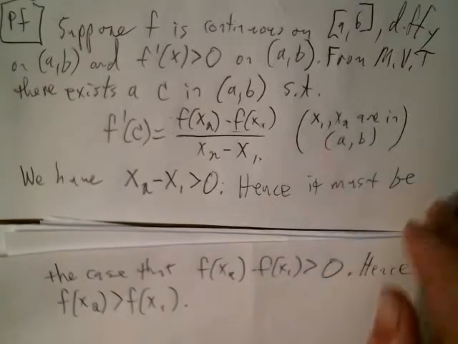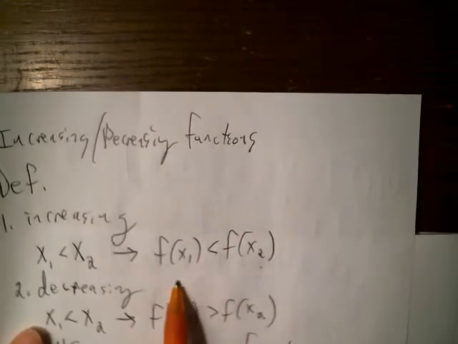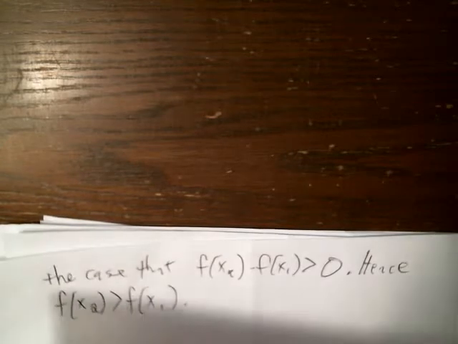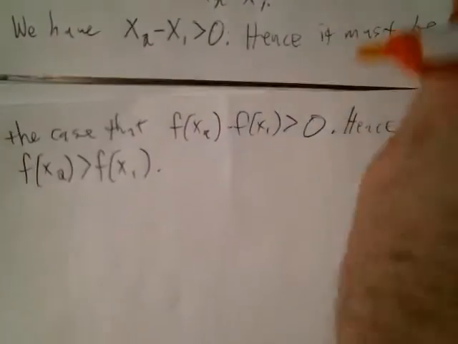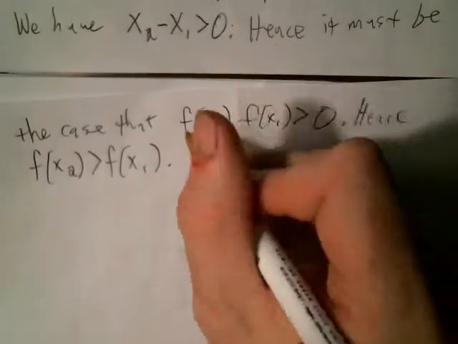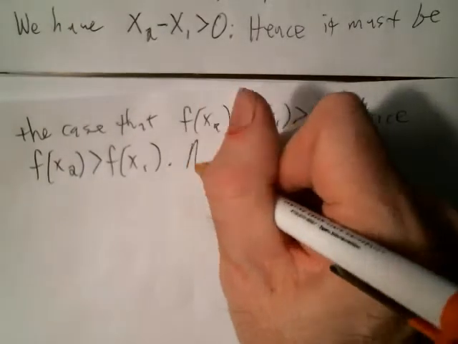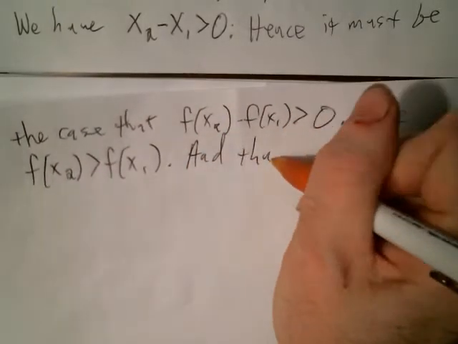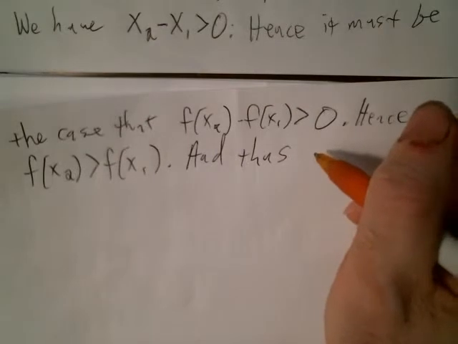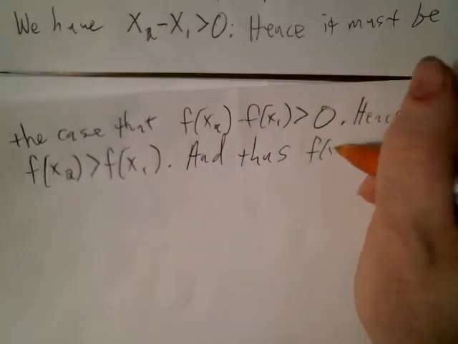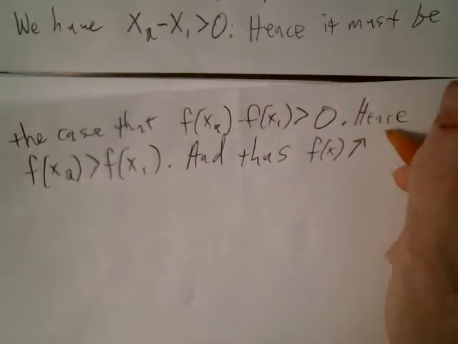Okay? So by definition then, if the second guy is greater than the first guy, it's increasing. And that's what we have. It's just written in reverse here. Okay, hence f of x2 is greater than f of x1 for arbitrary x2, x1 in the interval. And so the conclusion that f of x is increasing follows.